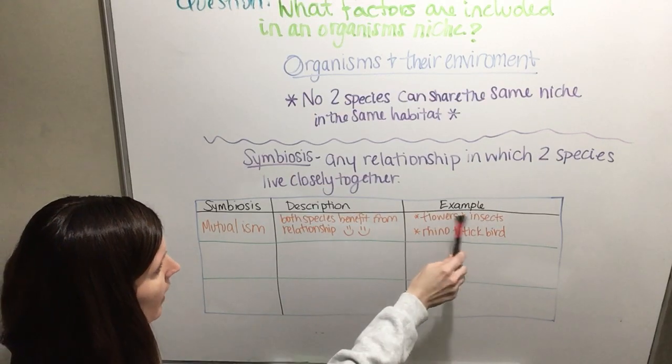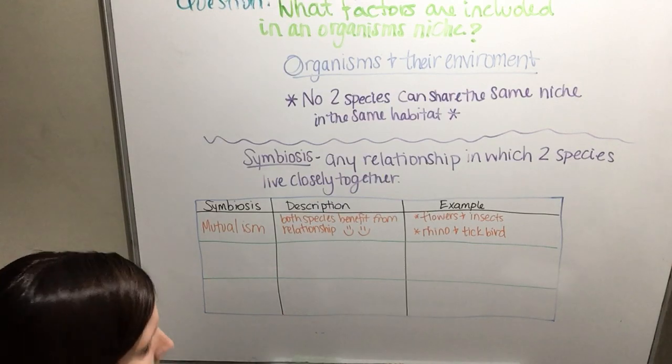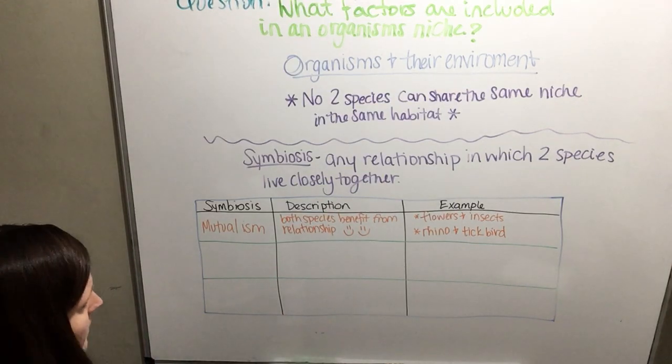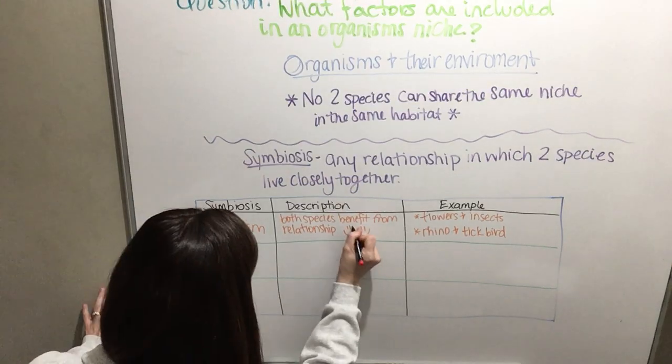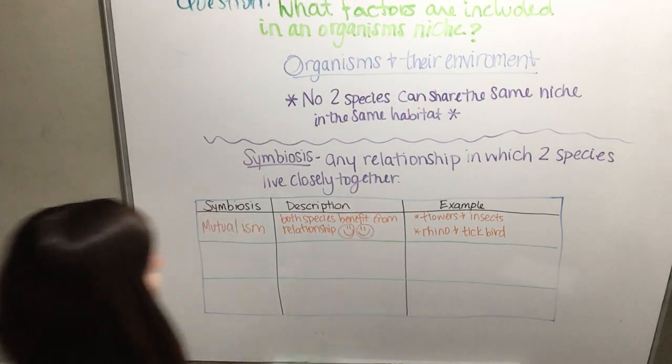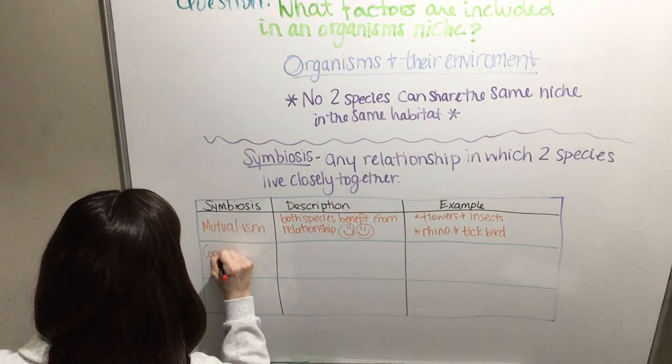Insects need the nectar to make honey or whatever type of insect they are. So they're both benefited. They're both happy. See the happy face here? Happy, happy. All right, the next one is commensalism.